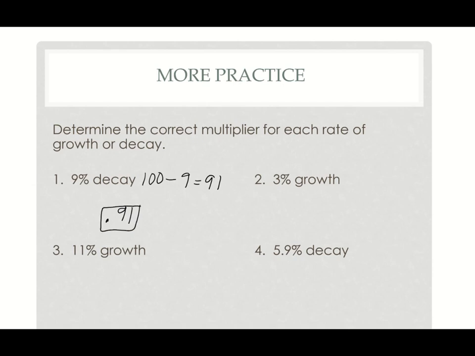For number 2, I have 3% growth, so I'm adding. So I have 103, and if I change that to a decimal, I have 1.03. So go ahead and pause the video and try number 3 and 4.